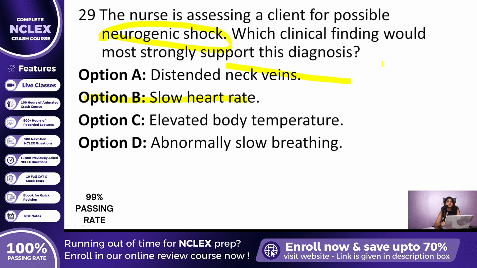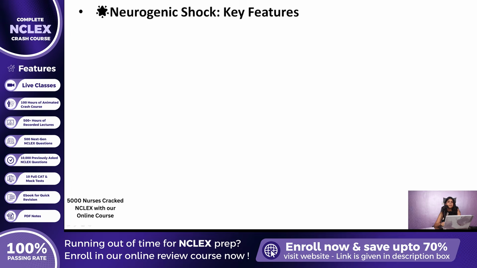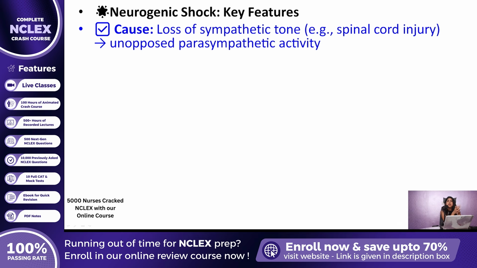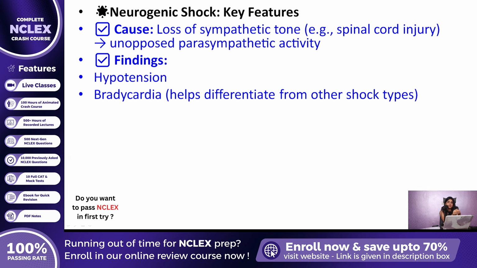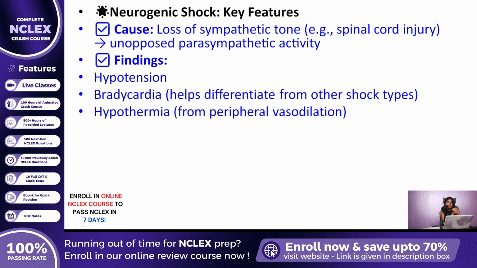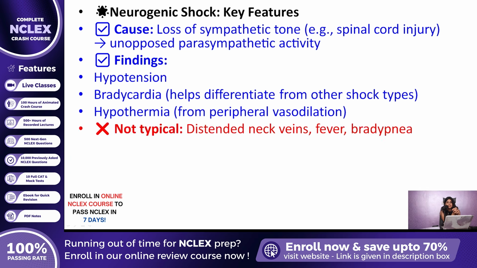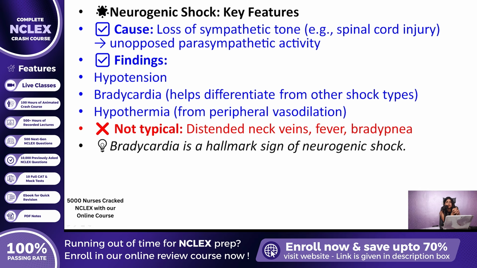Neurogenic shock results from the loss of sympathetic tone, typically after spinal cord injury, leading to unopposed parasympathetic activity. This produces hypotension, bradycardia, and hypothermia due to peripheral vasodilation. Distended neck veins, fever, and bradypnea are not characteristic findings. The key point is that bradycardia helps differentiate neurogenic shock from other types of shock, where tachycardia is more common.